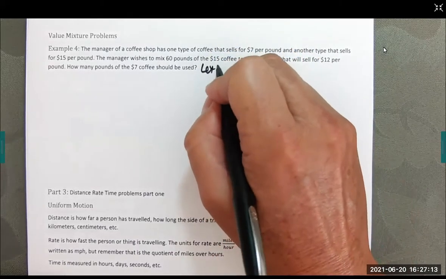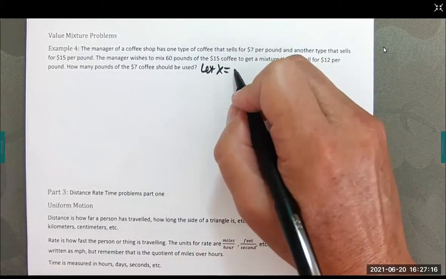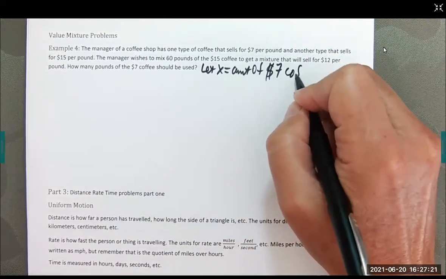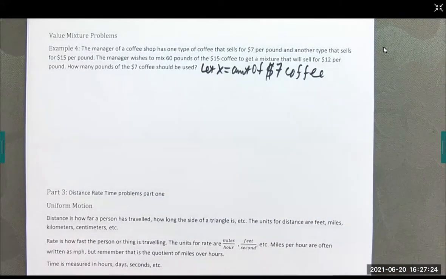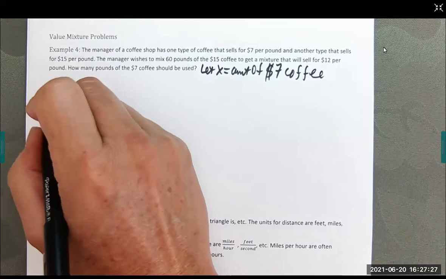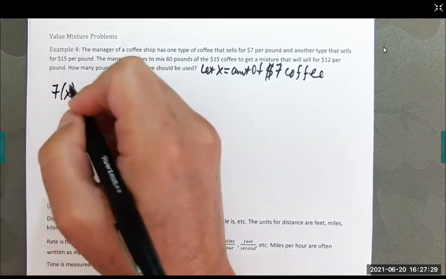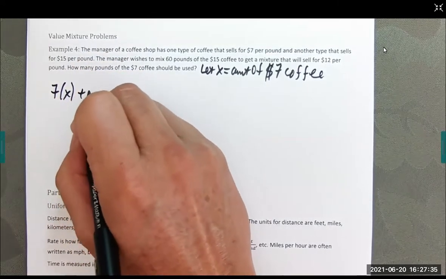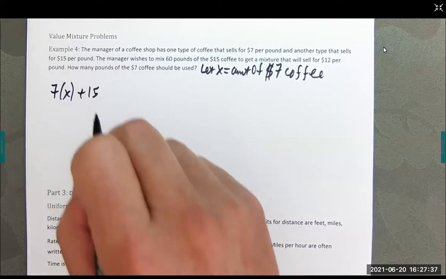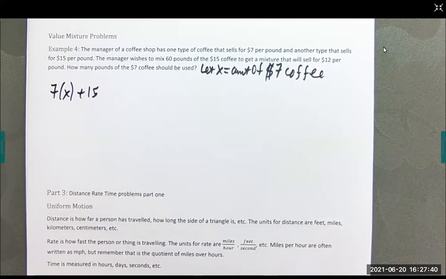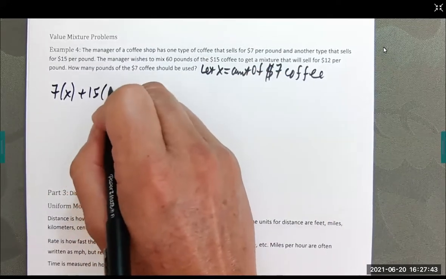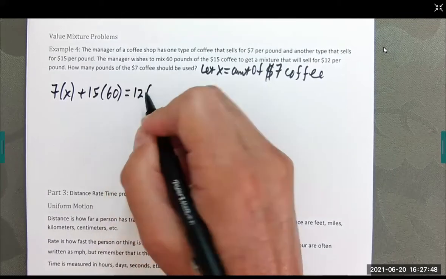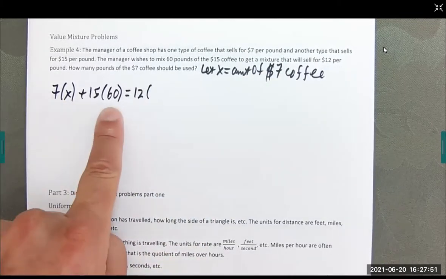So we're going to let x equal the amount of $7 coffee. And let's talk money now. 7 times x is going to be the amount of money it's going to cost for the $7 coffee, plus 15 per pound. And how many pounds of that? We have 60 pounds of the $15. So it's 60 equals, the price wants to be 12, and the total amount of coffee that we're going to have is going to be the x plus the 60.